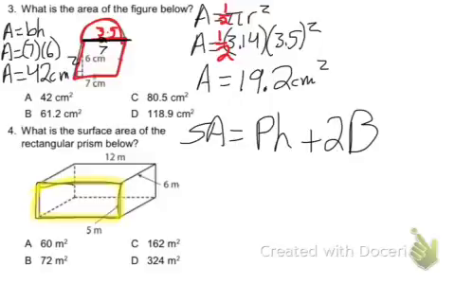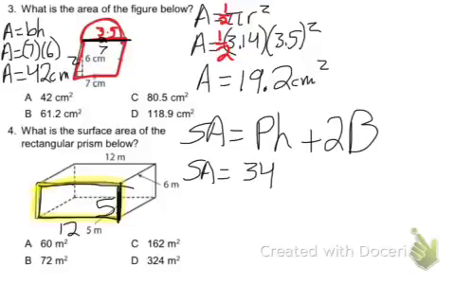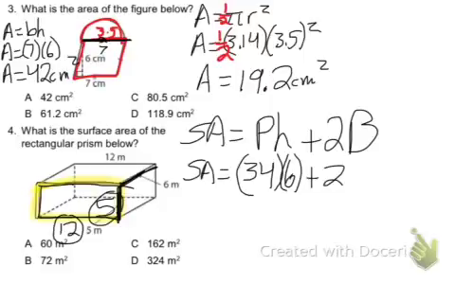And so along the bottom that's 12, up the sides that's 5. So if we add these up, 12 and 5 is 17, plus 12 and 5 is 17, so that gives us 34. And the height of the prism, how far back does it go? That is 6. So 34 times 6 plus 2 times the area of the base. The area of the base will be 12 times 5, and that is 60.